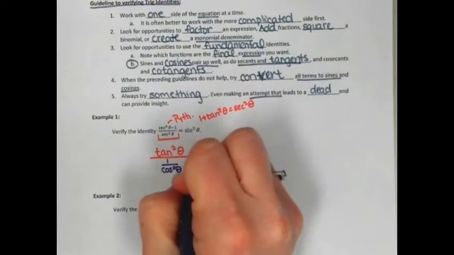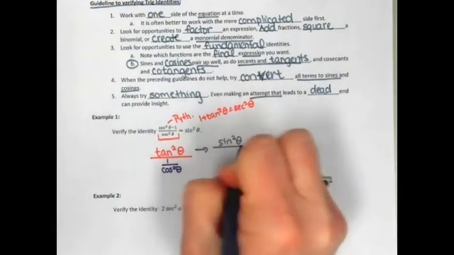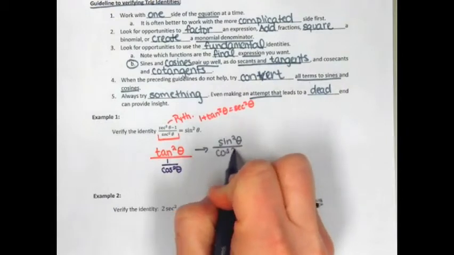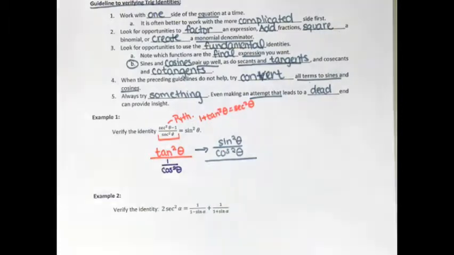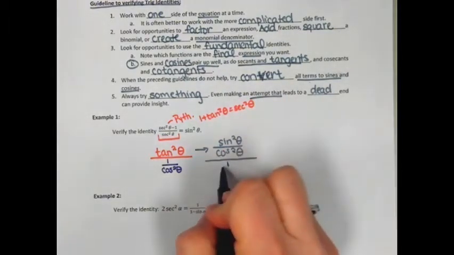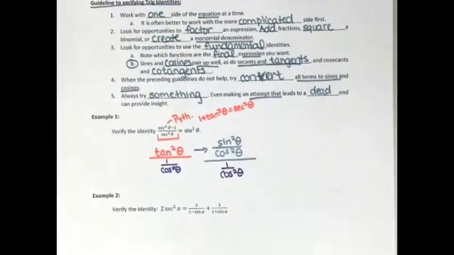Tangent squared is equal to sine squared theta over cosine squared theta. Is that true? And I'm going to leave the bottom as 1 over cosine squared theta. Now, we have everything in sines and cosines, don't I? Yeah.